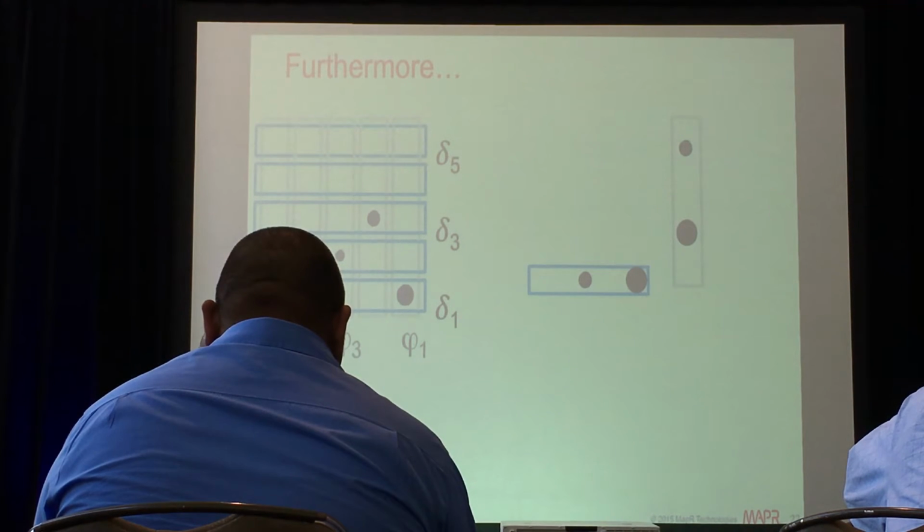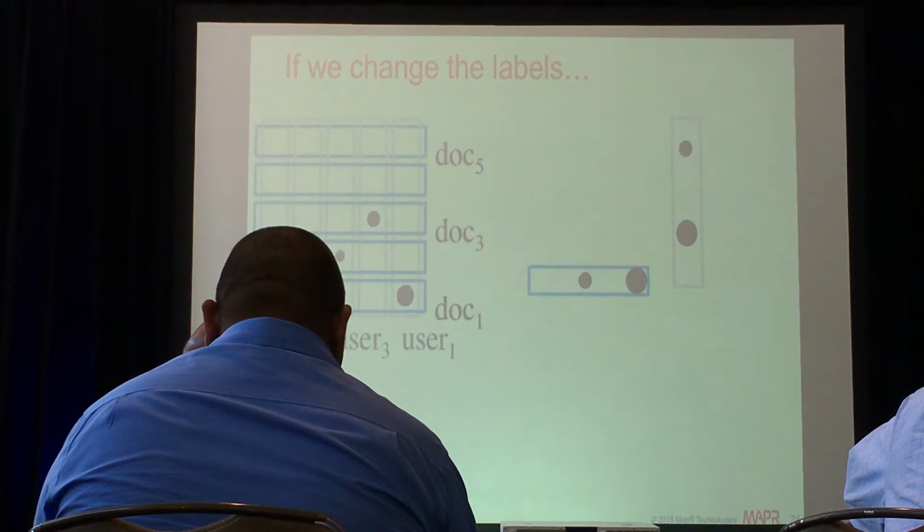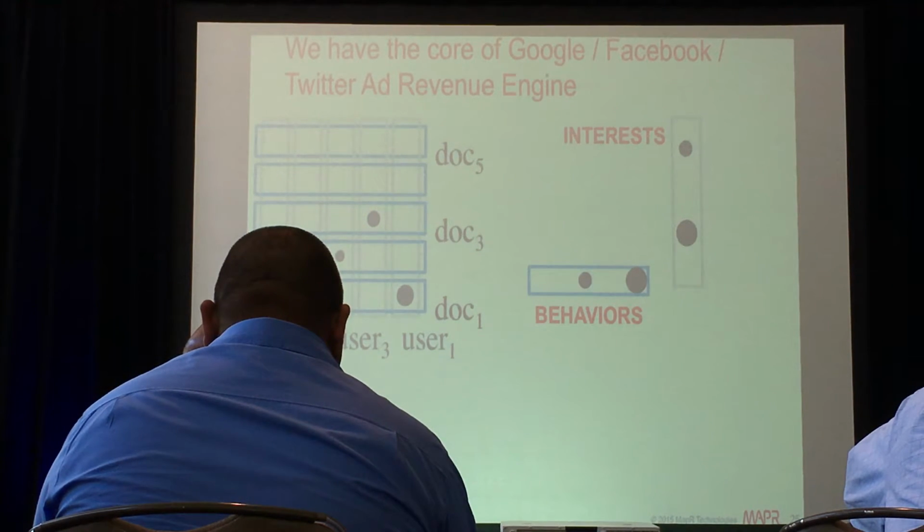Anyway, interesting use case. Happy to talk to anybody about it at the booth if you want to get deeper into that. Okay, so what I was going to say though is that if we just change these labels to users and documents, then the eigenvectors that fall out of this are interests and behaviors, so user behaviors or user affinities for particular types of content.